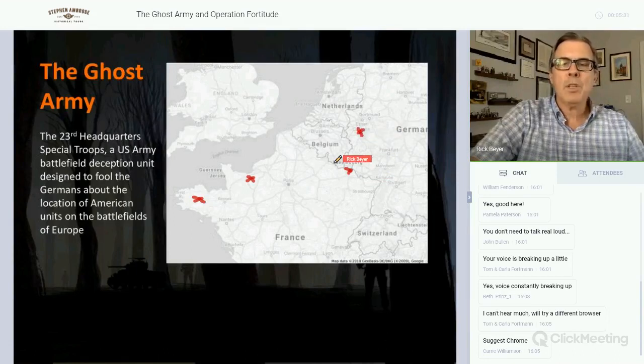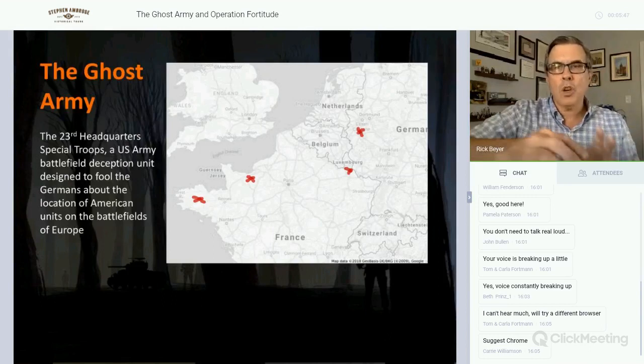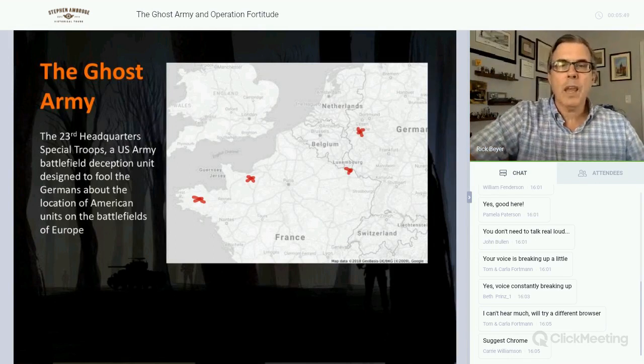About 21 deceptions in all, and in each of these deceptions, the Ghost Army is impersonating another American Army unit, whether it's the 6th Armored Division or the 75th Infantry Division, and trying to fool the Germans about where that unit is so that the Germans will move their forces the way that we want them to. So those are the two operations in a nutshell.